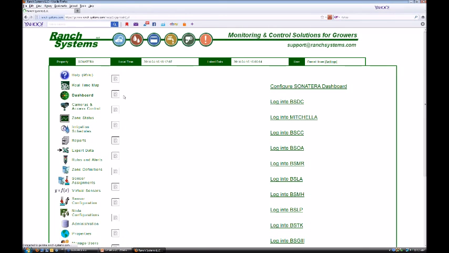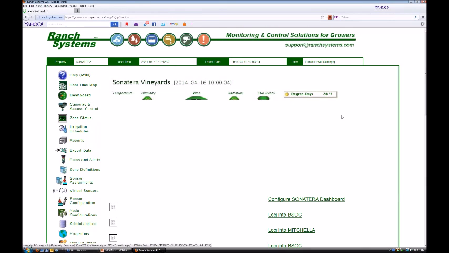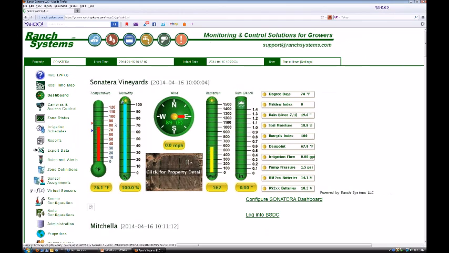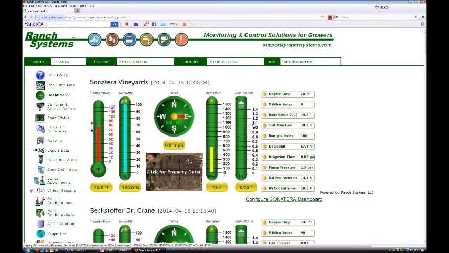So the dashboard is considered a heads-up or a real-time look at what's going on in the field. You can see here we have a couple of different temperature sensors. We have humidity, wind speed, wind direction, radiation from the sun, so on and so forth, and then all our different models. So this is just a way of seeing what's going on in the field, and for many people this is the first view that they come up with.